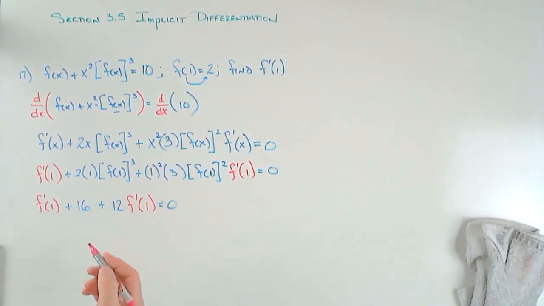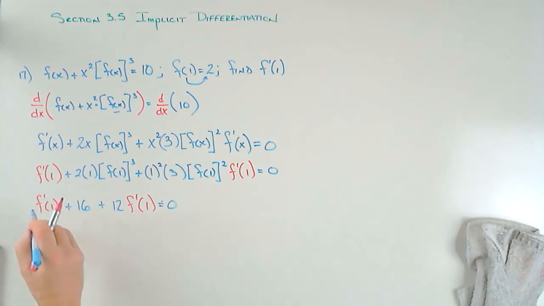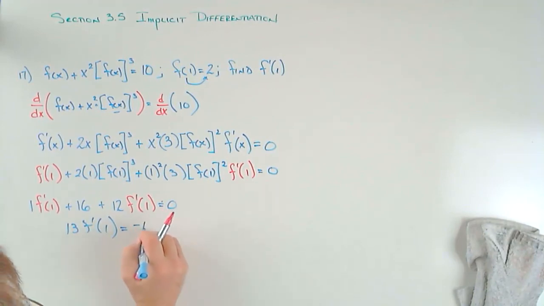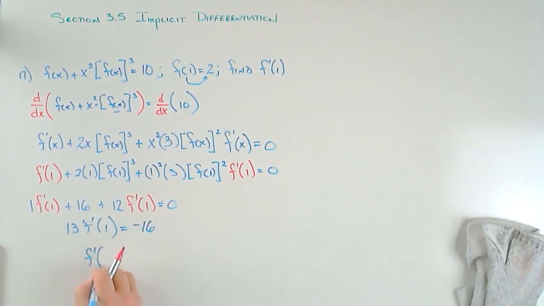So if we add these together, right? If we add these together, we have one of them here. We have 13 f prime of 1s. We move the 16 to the other side. We get negative 16, and so f prime of 1 equals negative 16 divided by 13.